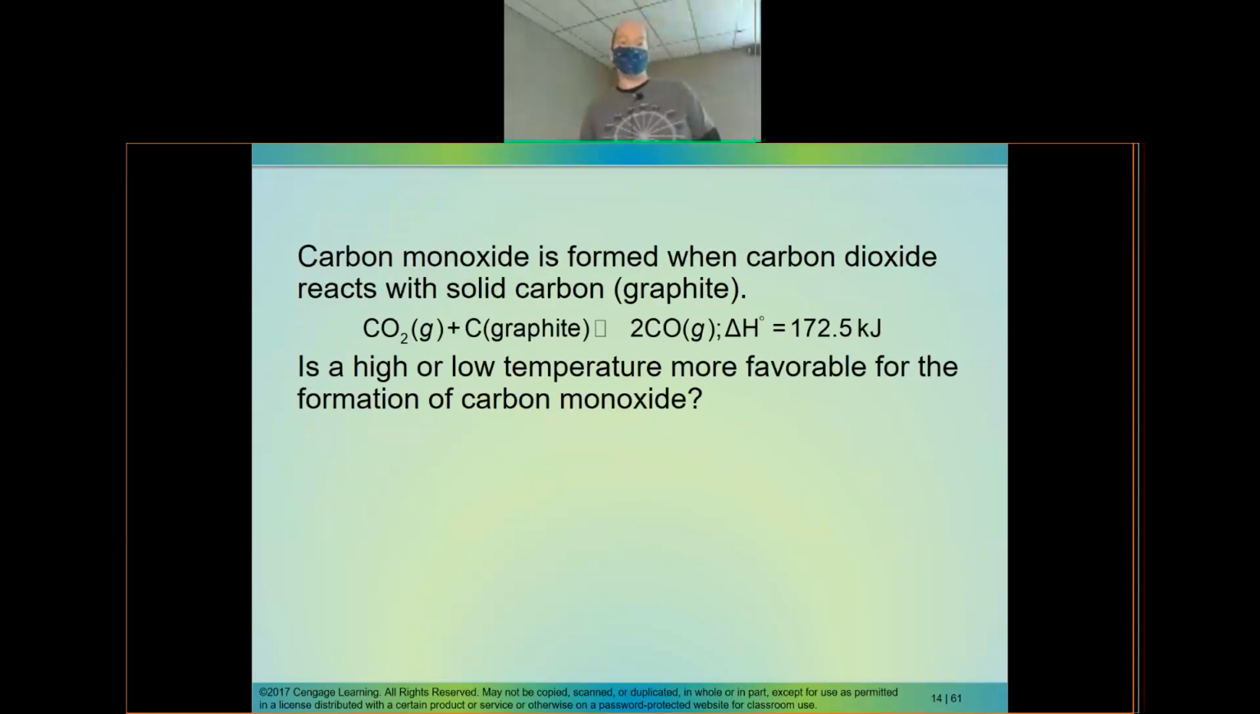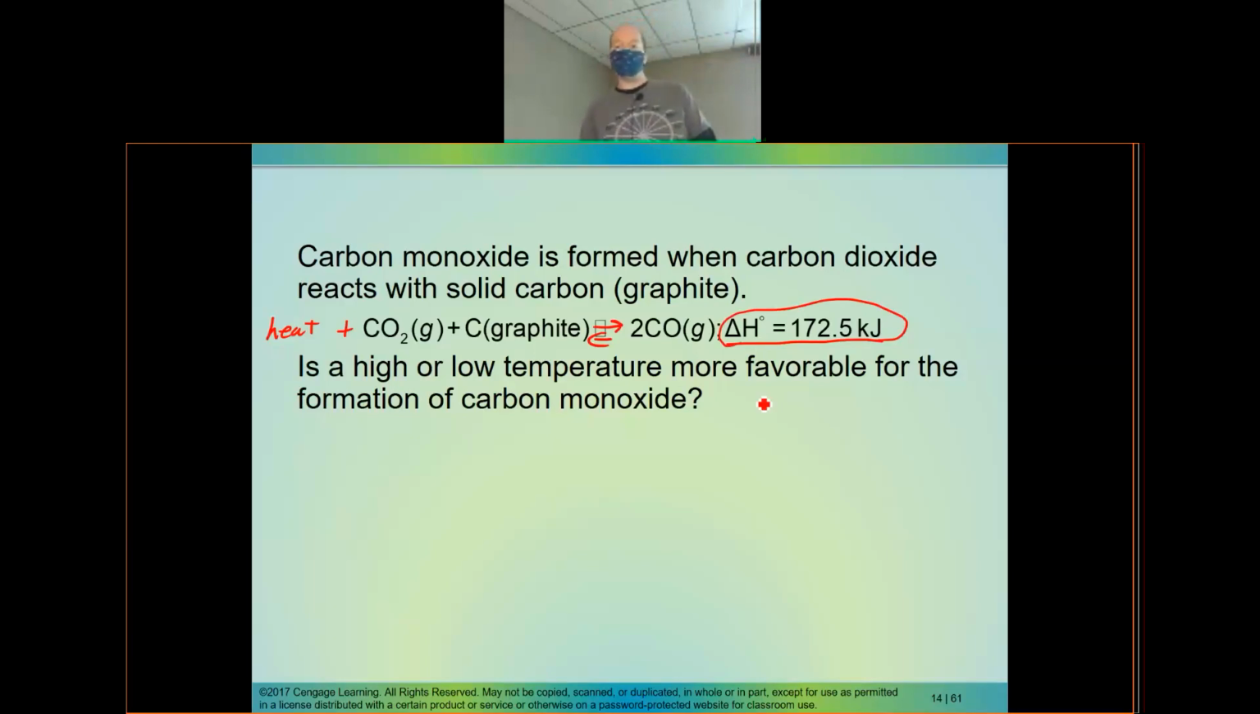All right, so carbon monoxide is formed when carbon dioxide reacts with solid carbon graphite. Note here that solid carbon has nothing to do with our equilibrium. They give us the delta H, and that value is positive. And so we know that we have heat as a reactant, because of the positive endothermic delta H that is given right here. That is endothermic. Heat is a reactant.